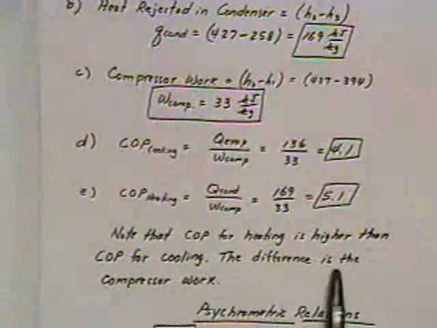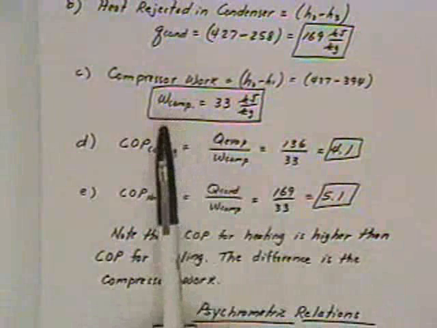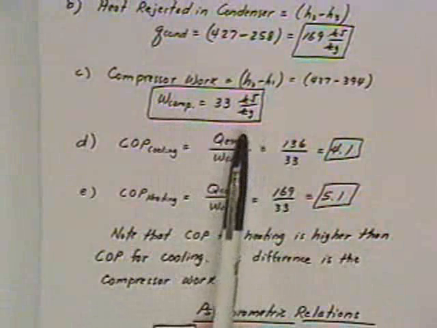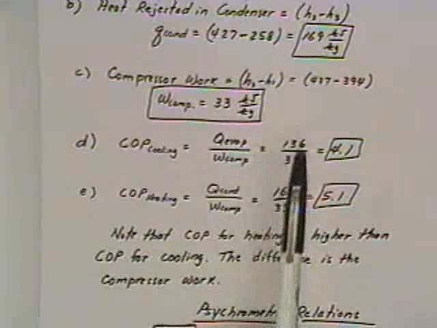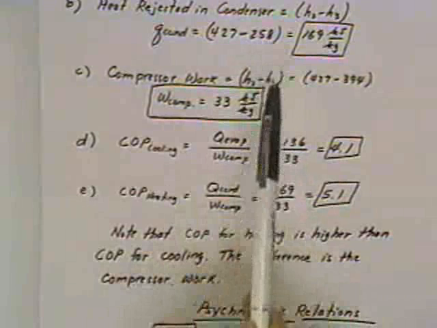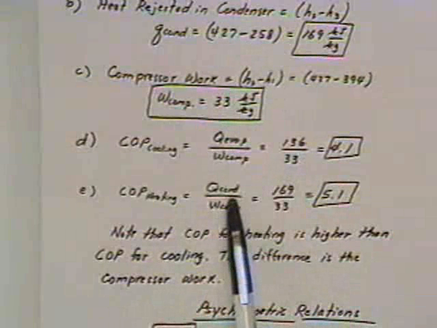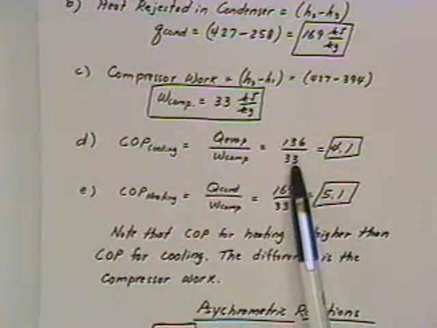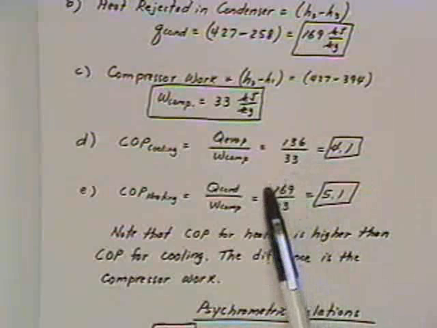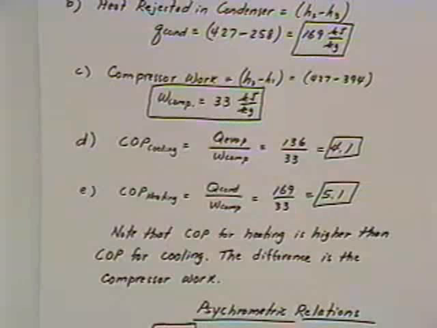Now, I'll give you a little hint in working these problems. We know that the COP for heating is higher than the COP for cooling, and the difference is the amount of the compressor work. When you're working these problems, as a check, to the accuracy of reading the tables and the figure, the heat rejected in the condenser should equal the compressor work plus the heat absorbed in the evaporator. The Q in the evaporator was 136, compressor work was 33, so 136 and 33 is 169, and that should equal the heat transfer in the condenser. So this is another check on you to make sure that you're reading the values right off the table.